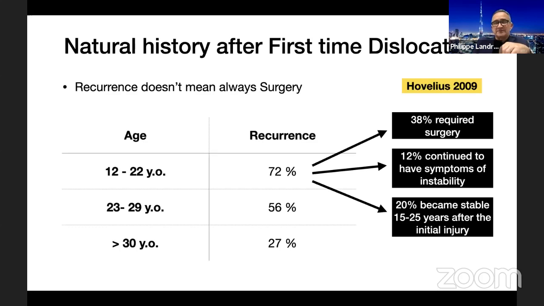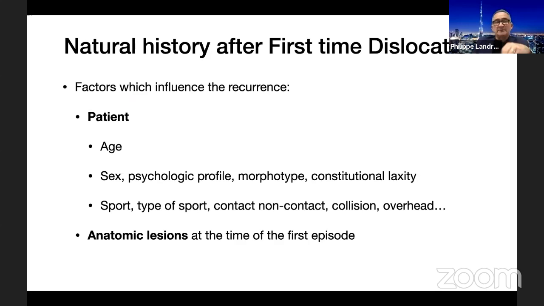So now the question is, what about the athletes? What are the factors which influence the recurrence in the series? The factors linked to the patient and anatomical lesion. Patient age, we already said that young age is a factor of recurrence. Sex, psychological profile, morphotype, constitution, laxity, this is very important for recurrence, and sport, particularly contact, no contact, collision, overhead. And the anatomical lesion at the time of the first episode, again, if there is bone lesion, there is a higher risk of recurrence.